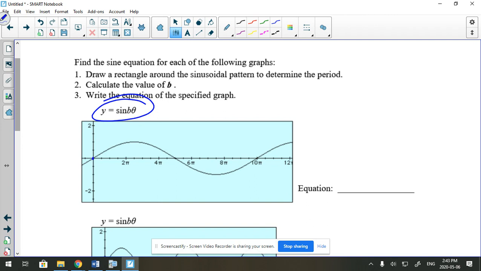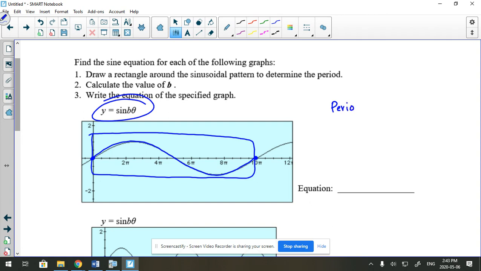So starting with this graph, this is a nice starting point. I can see my graph goes up, goes down, then goes up again. So that's one complete revolution here. So I can see it has a period of 10 pi. If I want to write the equation though, I'm not going to put 10 pi in there. I want to figure out my b value. So I have the period, but I need the b value.